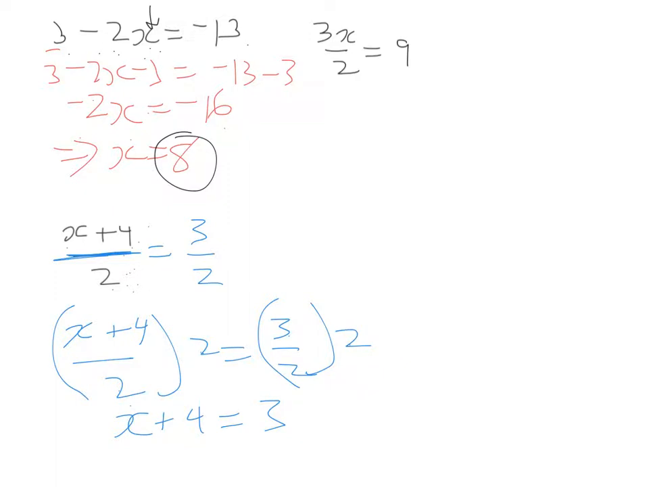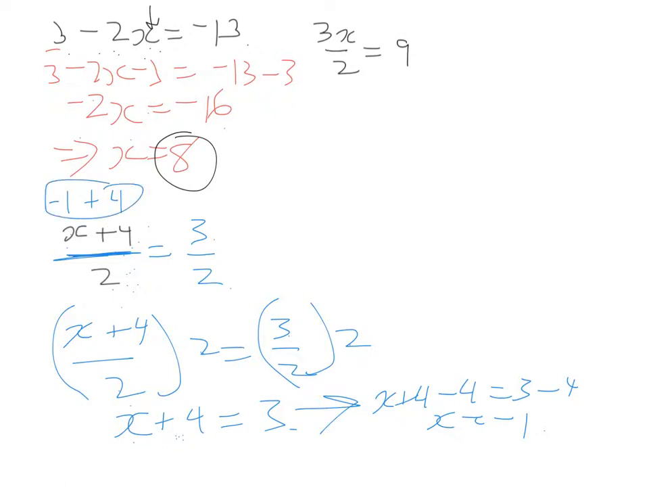So now once again, we've got this plus 4. How do we remove the plus 4? We subtract from both sides. So from there we're going to say x plus 4 minus 4 equals 3 minus 4, and we're left with x equals negative 1. That's what we've got there. Once again, to check that, we put negative 1 in place here, so negative 1 plus 4 gives us 3. 3 divided by 2 gives us 3 over 2.